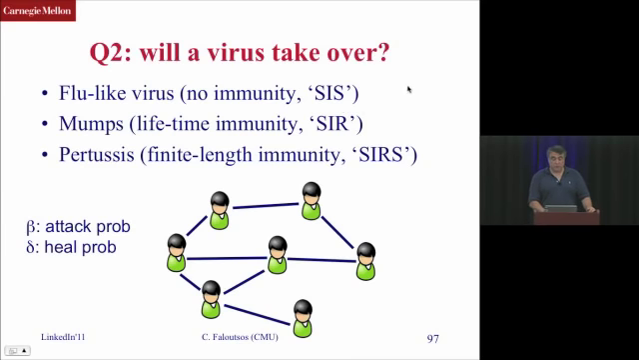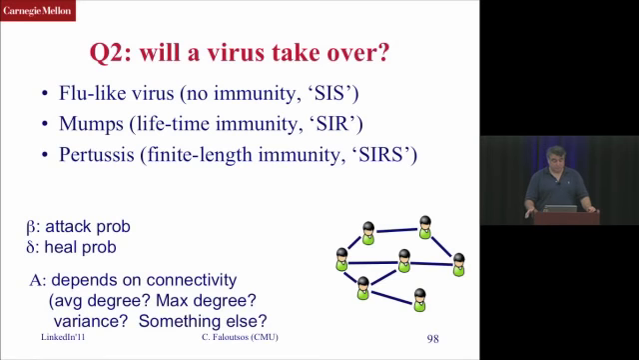A quick introduction to immunology terminology. A flu-like virus has no immunity, so we get sick again and again. This is called the SIS model: susceptible, infected, susceptible. Lifetime immunity is the SIR model, like mumps, and there is temporal immunity, finite length immunity, and so on. Beta is the probability that a virus will propagate through a sneeze. Delta is the probability that a host will recover within the next time tick.